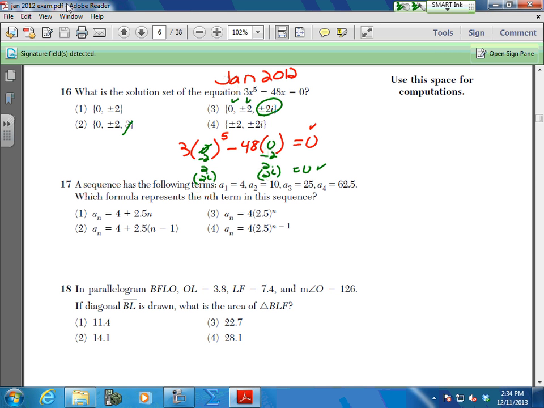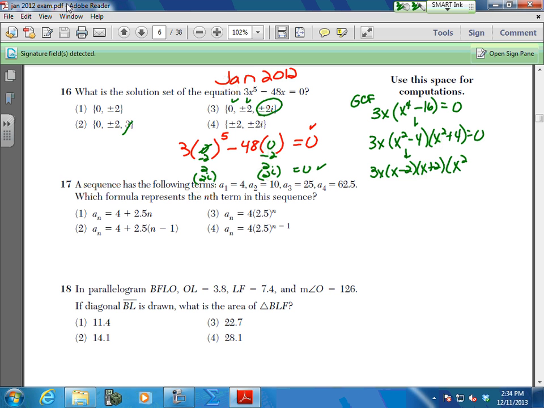The second way to do this, the right way to do this algebraically, is to find your greatest common factor. So we're going to factor out a 3x. And we're left with x to the 4th minus 16 equals 0. This is perfect squares. So we're going to factor this. X squared minus 4 times x squared plus 4. This can factor again. X minus 2, x plus 2, and x squared plus 4.